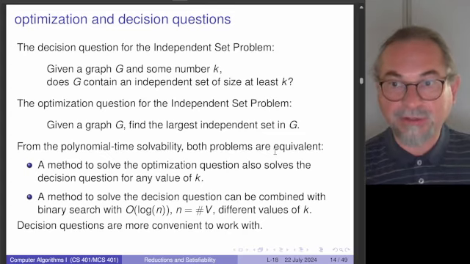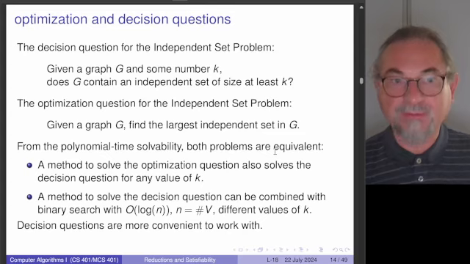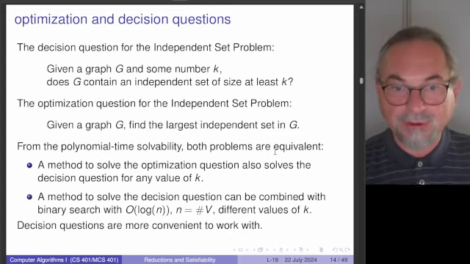So you can solve a polynomial number, and here the logarithm runs very slow, almost constant, of optimization problems to solve the decision problem. Decision questions are more convenient to work with. So you have a yes or a no answer.